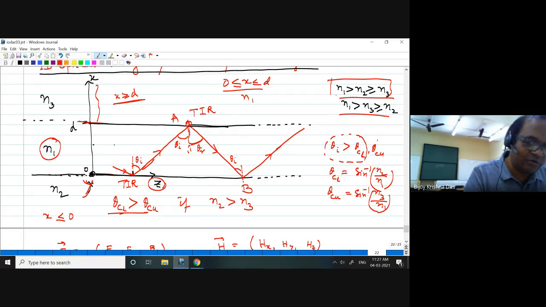Reflection is understandable, total internal reflection. What is the reason that light is propagating with an angle theta I? Because it has actually one x component and one z component. So if I consider k1, because it is medium 1, k1 is the wave vector in medium 1, then k1 must have an x component and a k1z component also.